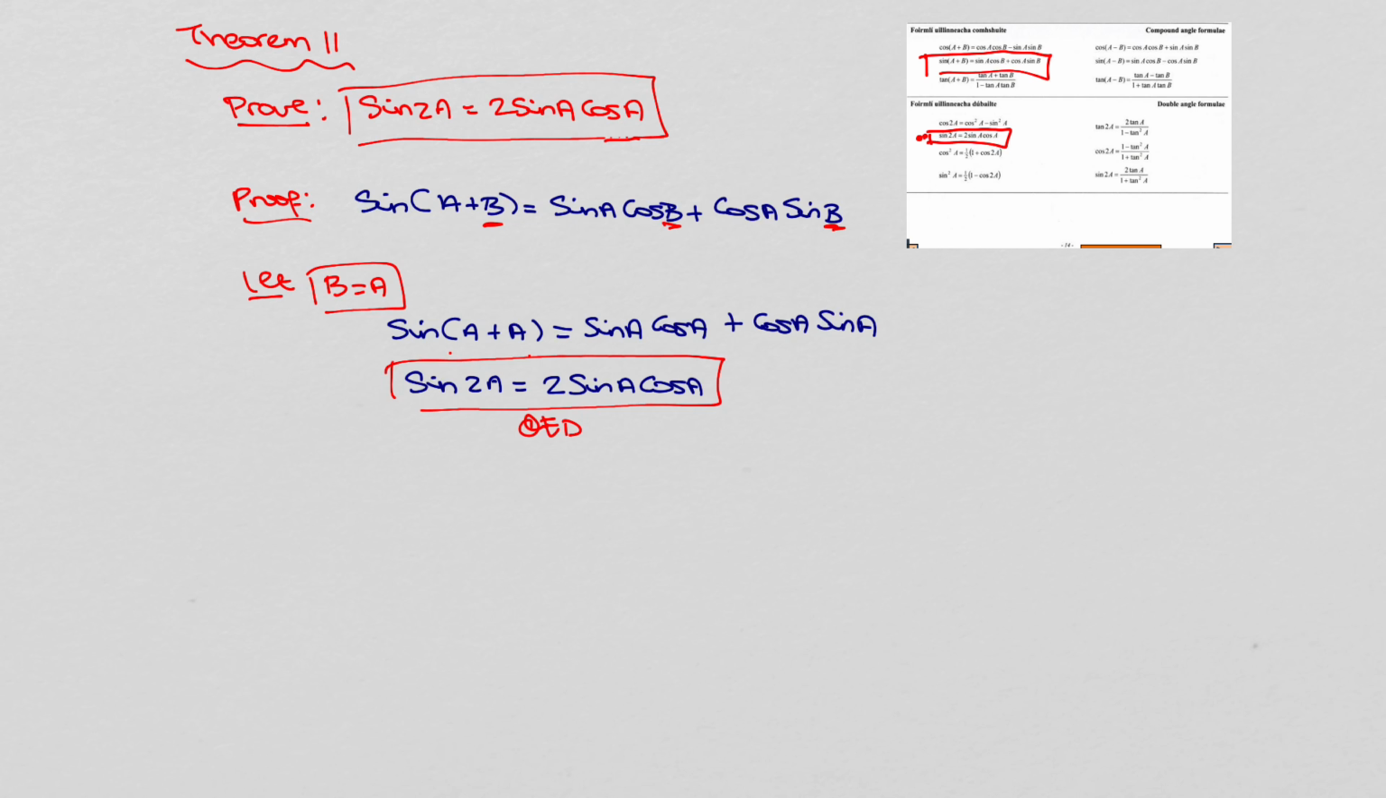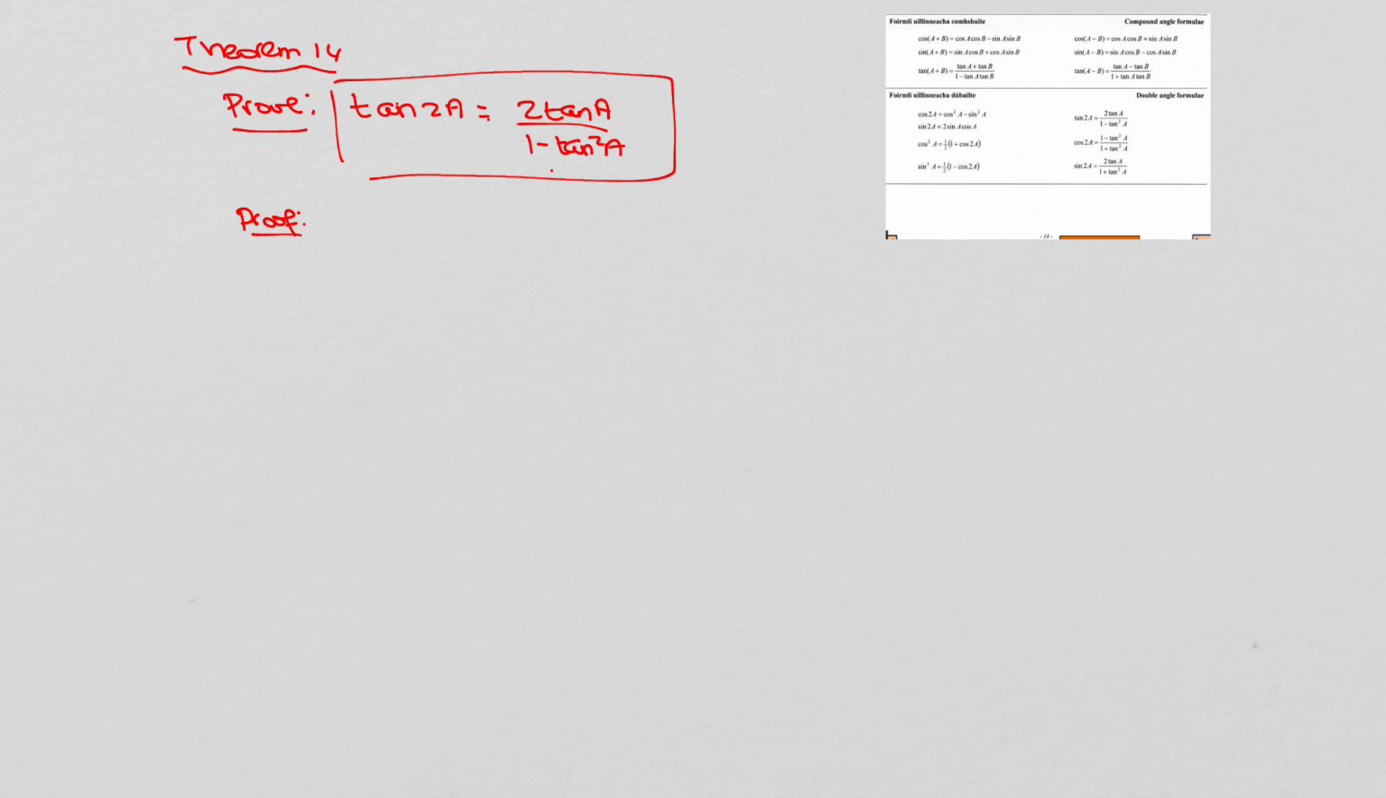The last one is going to be our tan 2a. So again, this one here is tan 2a is equal to 2 tan a over 1 minus tan squared a. So again, anything above that can be used for our proof. So again, we're going to start with, same as for cos 2a and sine 2a, tan of a plus b is equal to tan a plus tan b over 1 minus tan a tan b.